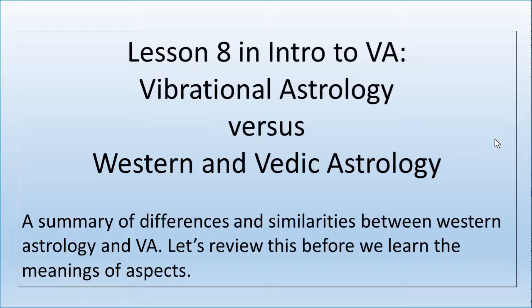Now, if you are going through the Introduction to Vibrational Astrology course, I'm going over this now because we have now gotten a good idea about the meanings of the planets. And the next major thing we're going to do is look at planetary pairs. So what does it mean when Venus is aspected to Jupiter? What does it mean when Venus is aspected to Saturn, etc., etc.? All those planetary pairs, we're going to go over them.